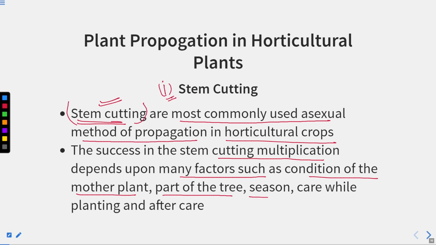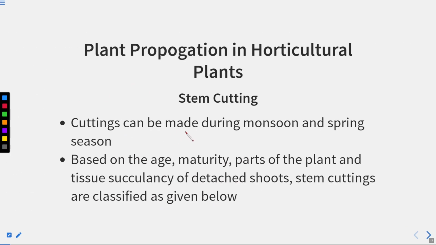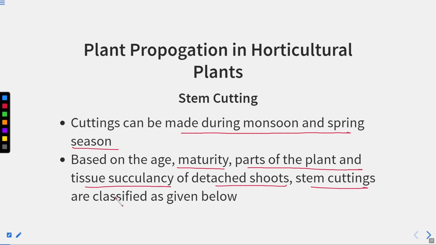Part of the tree, season, right? It also depends upon the season, care while planting and after care. So care must be taken while cutting the stem, while placing the cutting stem in the soil, right? So it means that you must water it properly, you must take care that nutrients are available in the soil, right? So all these things you must be sure. Cutting can be made during the monsoon and spring season.